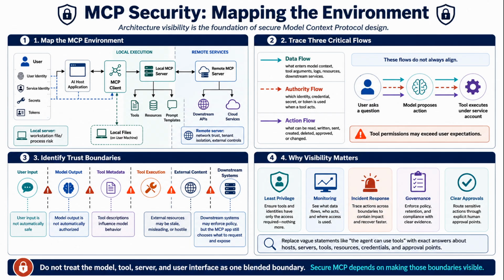Architecture visibility prevents vague risk discussions. Instead of saying an agent can use tools, the team can say which host connects to which servers, which tools are available, which resources are exposed, which credentials are used, and where approvals happen. That clarity supports least privilege, monitoring, incident response, and governance. Without it, teams end up trusting the model, the tool, the server, and the user interface as one blended boundary, which is exactly what MCP security needs to avoid.